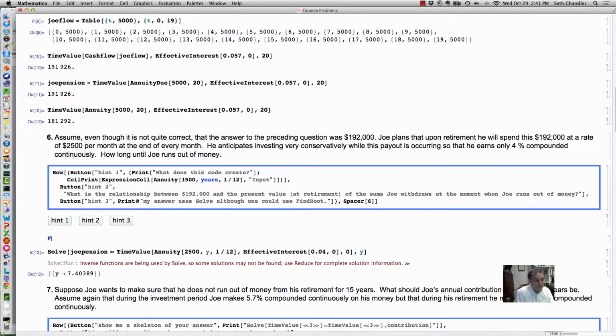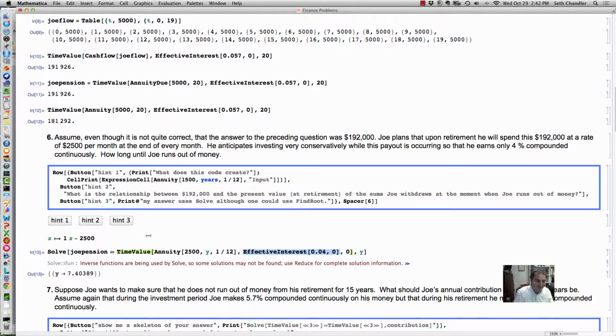Let's try this. Let's do a fold list, or maybe a nest. All right, so here, how much money does Joe have in his bank account each month? If we start with X, what does he have the next period? The next period, he has 1.04X, because he's earning interest, minus 2,500. Actually, we've got to be careful with the months here. And it's compounded continuously.